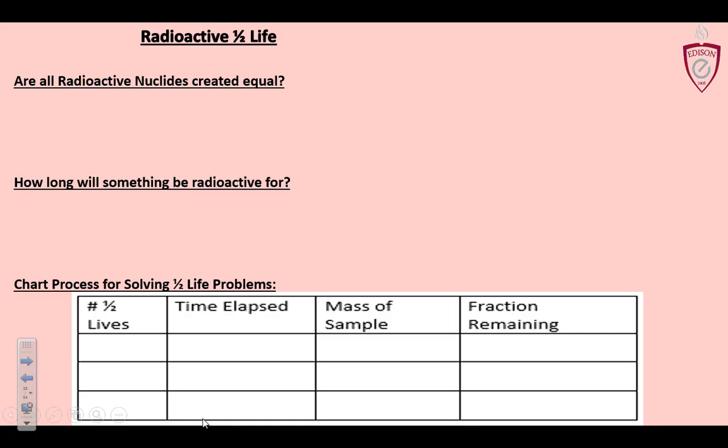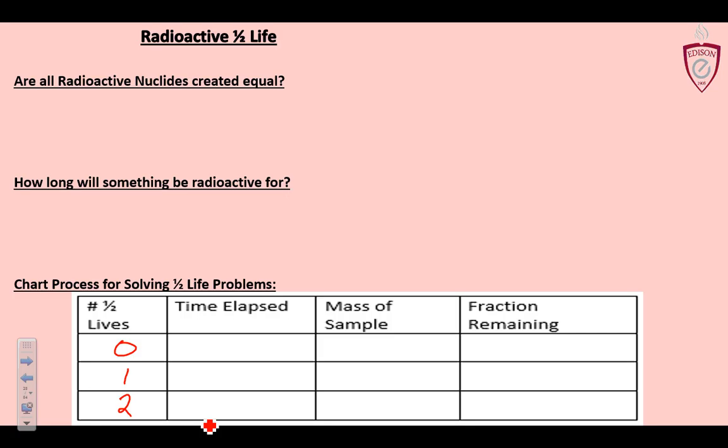And this is the chart. So you're going to want these 4 headings: half-life, time elapsed, mass of your sample, and the fraction remaining. The cool thing about this chart is you can fill out the first and last column right off the bat, every time. The time elapsed and the mass of the sample depend on the problem. So here we go. We always start out with 0 half-lives. Then 1. And we count in whole numbers. Then 2. 1, 2, 3, 4, 5.